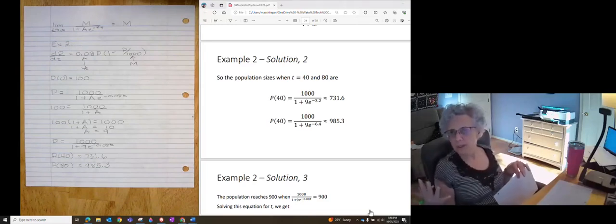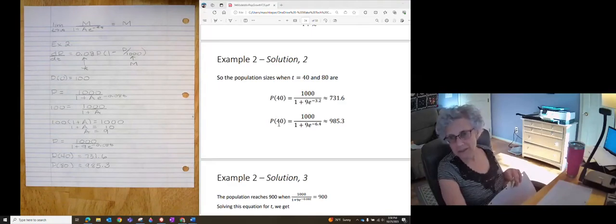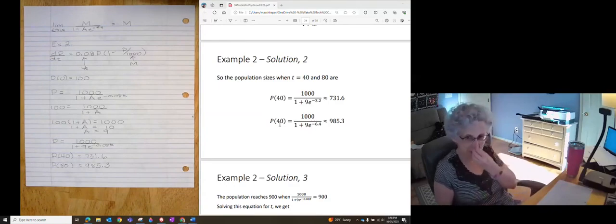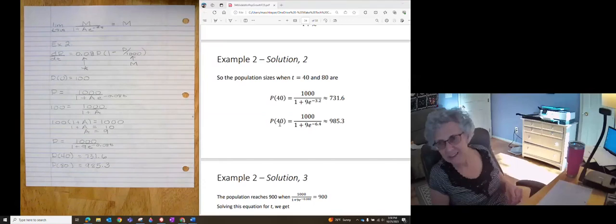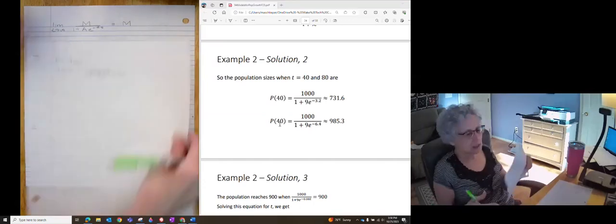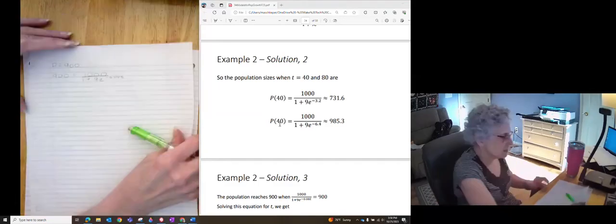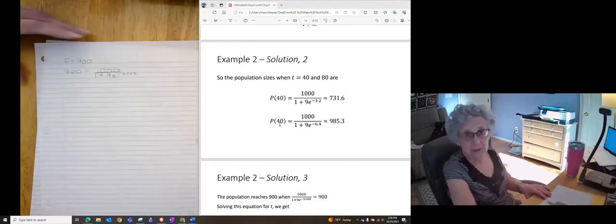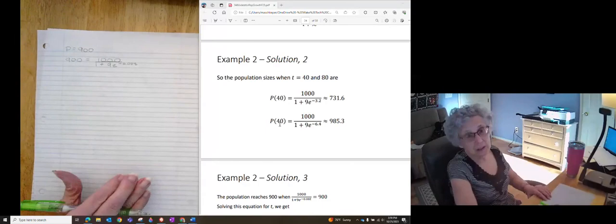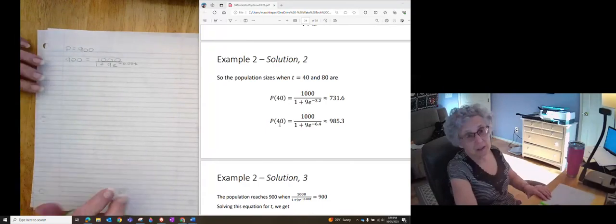Plugging 40 and 80 in is really easy. Even though there's a typo there, this is really where I plugged 80 in. I'll fix that when I upload the actual PowerPoint for you. That should be P of 80. I really did plug in the right number there. More interesting is solving the equation determining when the population reaches 900. That's something you might not have done for a while. So I'll go over solving that equation.